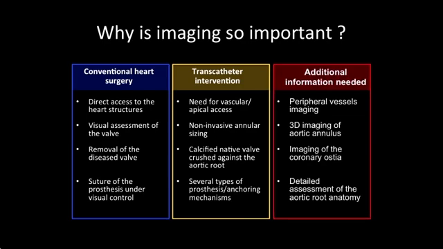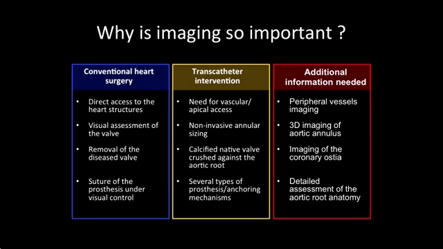Imaging of the peripheral arteries is required in selecting the most appropriate route: transfemoral, transsubclavian, transaortic, or transapical. Three-dimensional imaging of the ascending aorta and aortic root is mandatory, with precise measurement of the area and diameter of the aortic annulus, and measurement of the distance between the aortic annulus and the coronary artery ostia is crucial.